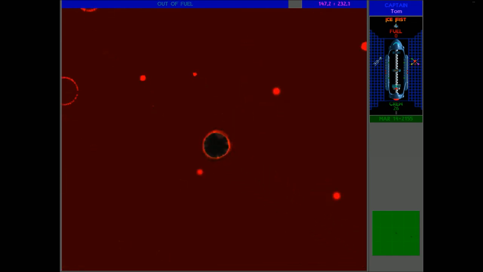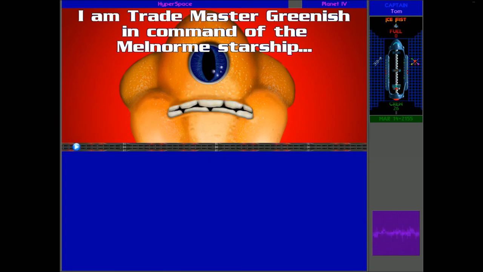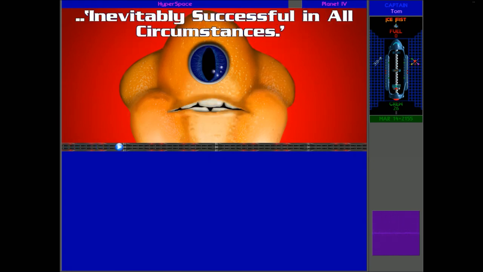Here come the Melnorme! I am Tree Master Greenish, in command of the Melnorme starship, inevitably successful in all circumstances.